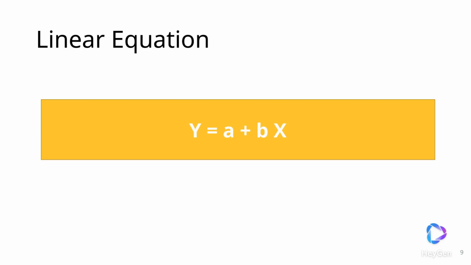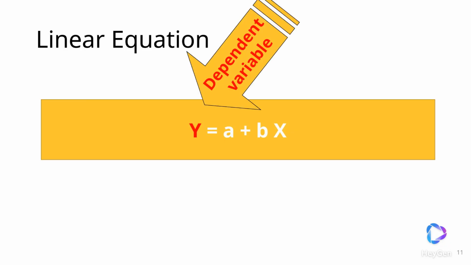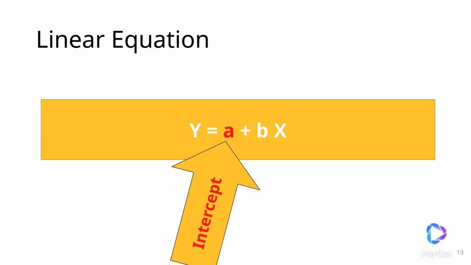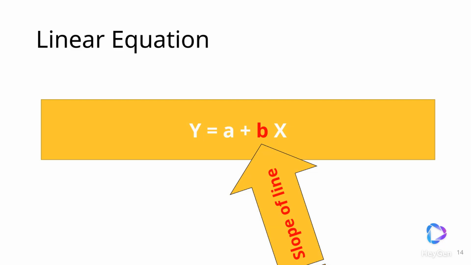because this is the equation of a straight line. Y is referred to as the dependent variable. X is referred to as the independent variable. The constant a is the intercept, where the line intersects with the y-axis. The constant b is the slope of the line, the angle at which the line has with the horizontal x-axis.